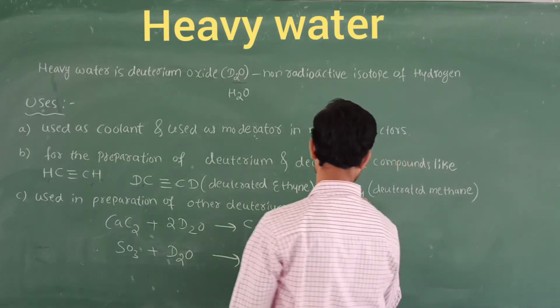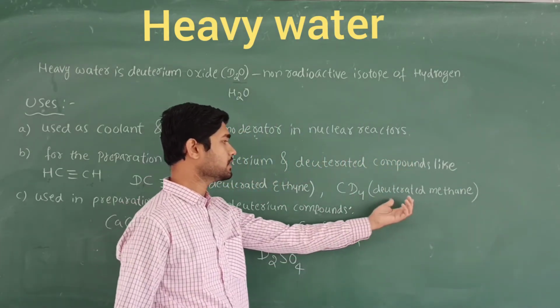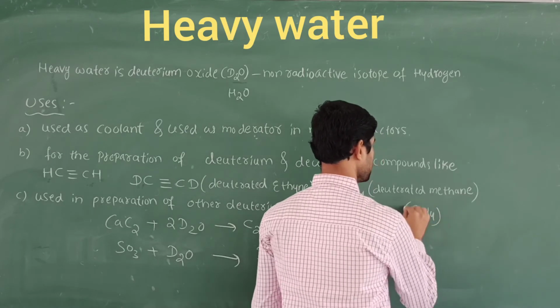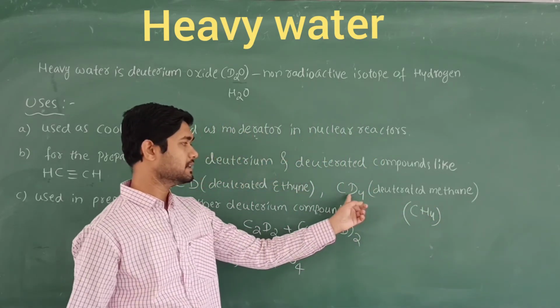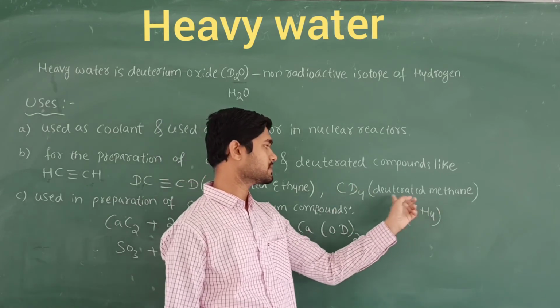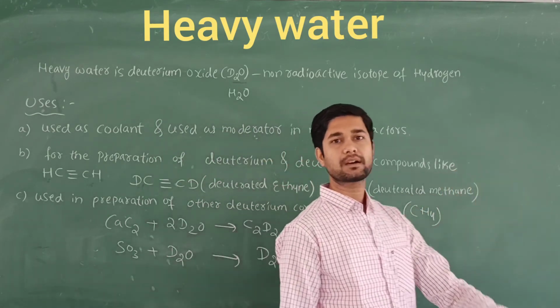We should also write CD4. CD4 means deuterated methane. You know methane is CH4. In the place of hydrogen, if you place D, the heavy isotope of hydrogen, we call it deuterated methane.